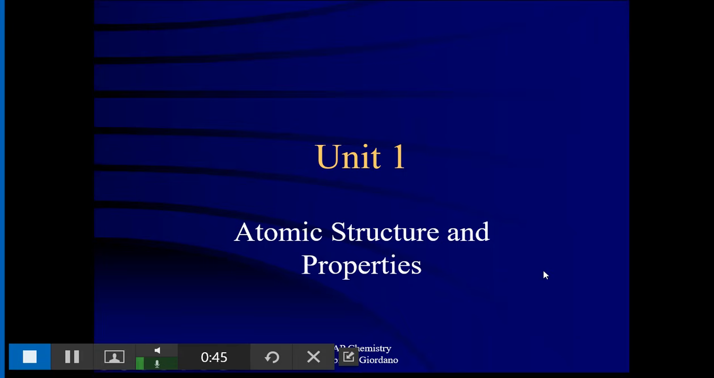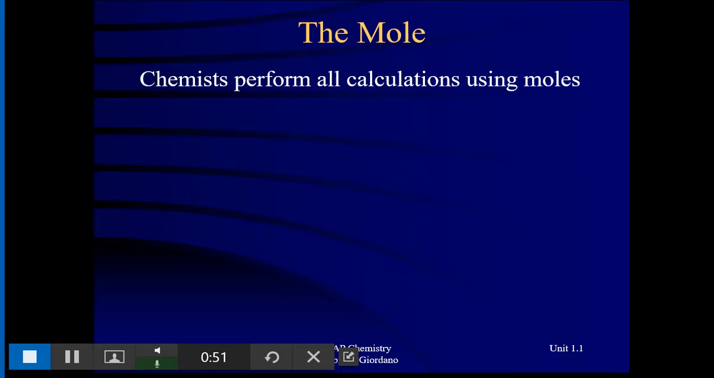so Unit 1 is all about atomic structure and properties, and the first subunit, 1.1, is all about the mole and molar mass. So what is the mole? Well, I always relate it when I'm teaching the mole for the very first time to people that have never heard it before. I say, well, if a dozen is 12, the mole is a certain number.